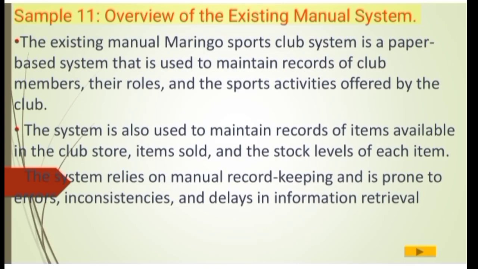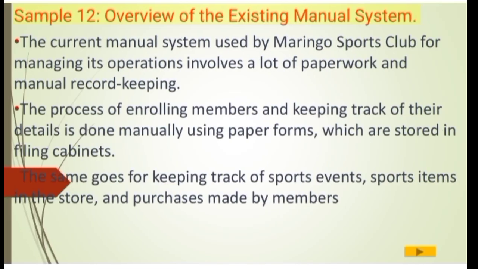Sample 11. Overview of the existing manual system. The existing manual Maringo Sports Club system is a paper-based system that is used to maintain records of club members, their roles, and the sports activities offered by the club. The system is also used to maintain records of items available in the club store, items sold, and the stock levels of each item. The system relies on manual record keeping and is prone to errors, inconsistencies, and delays in information retrieval.